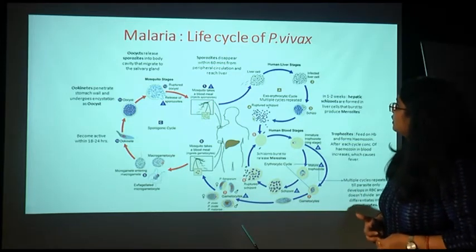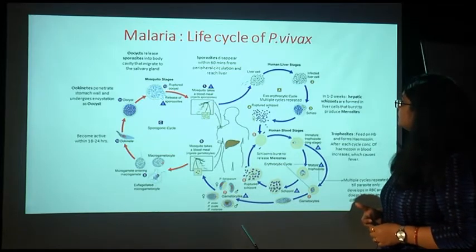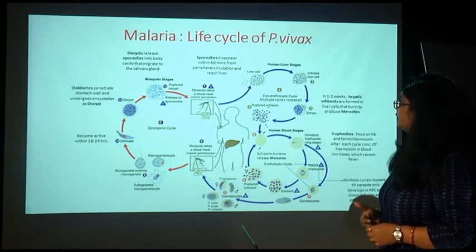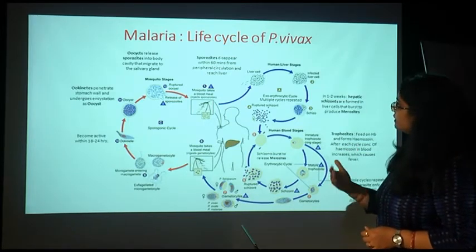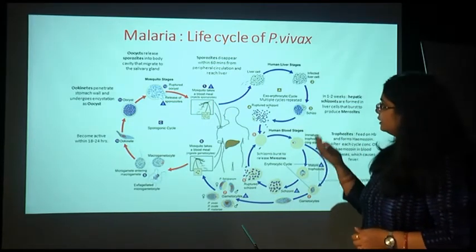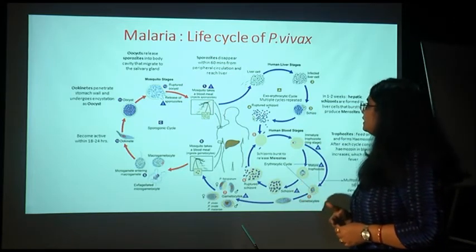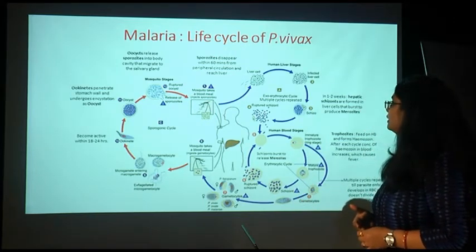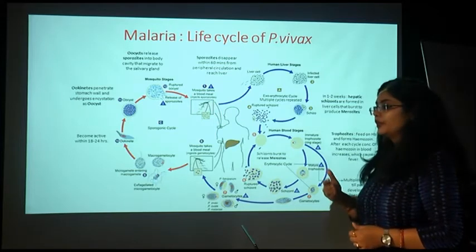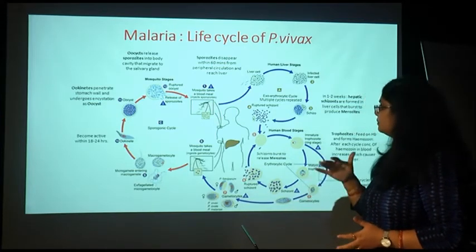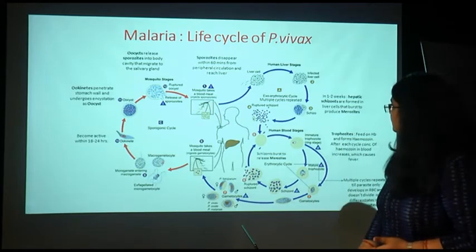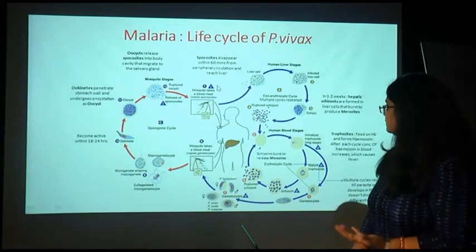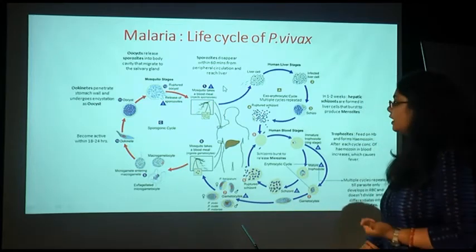So once the oocysts then release the contained sporozoites into the body cavity, they migrate to the salivary gland of the mosquito, where they reside till the mosquito comes and bites a healthy individual. So next from here we would continue. These are the different phases, these different cycles that occur in a healthy individual.